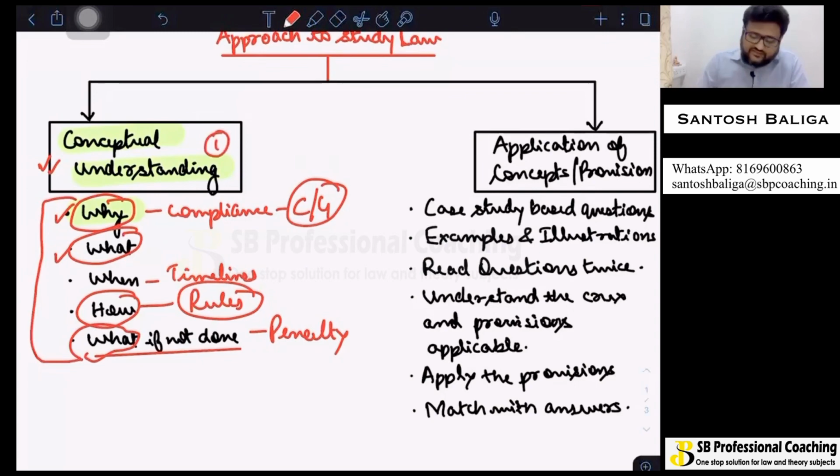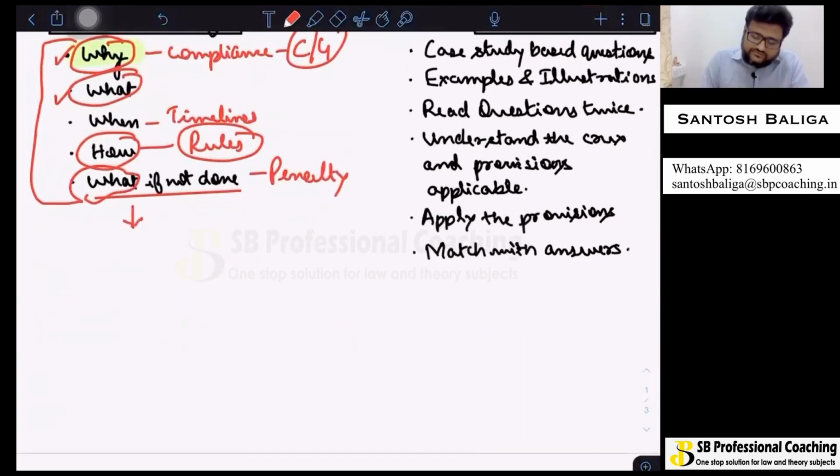For this purpose, you may also use flowcharts or even summaries.